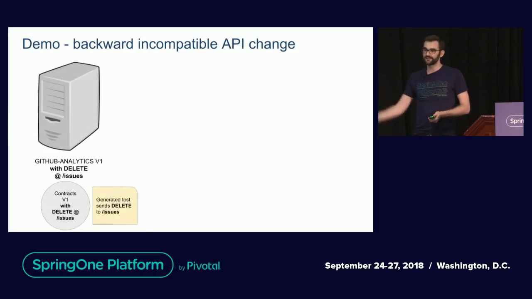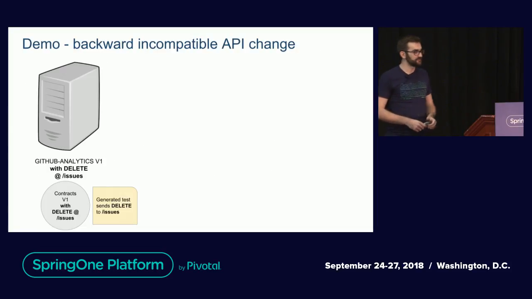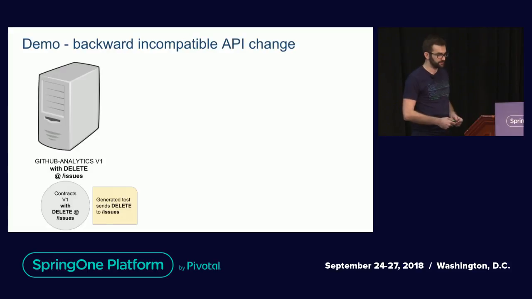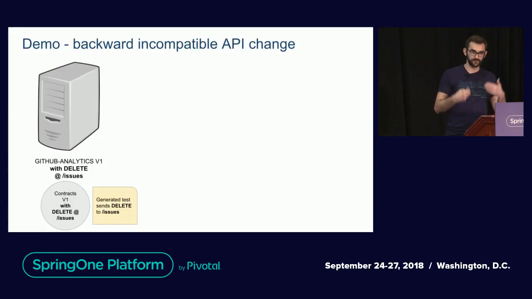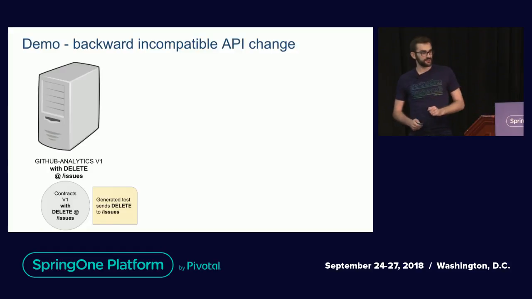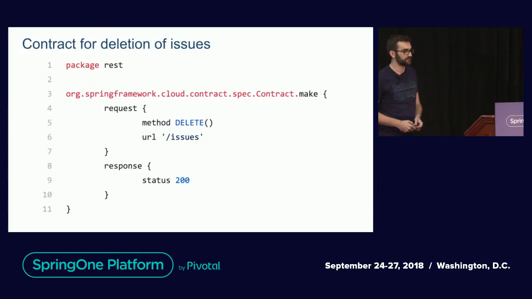So let's take another example. Let's say we have HTTP. So GitHub Analytics is the producer of the HTTP endpoint, let's say issues, to which you have to send a delete method call, right? And we defined a contract where we express that we have such an endpoint. So if we check out the contract, it looks like this.